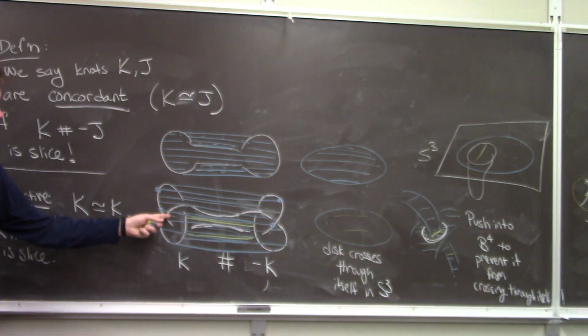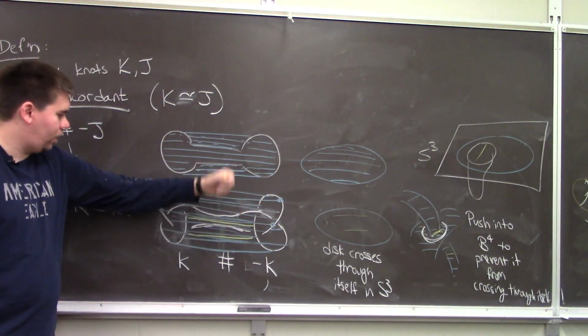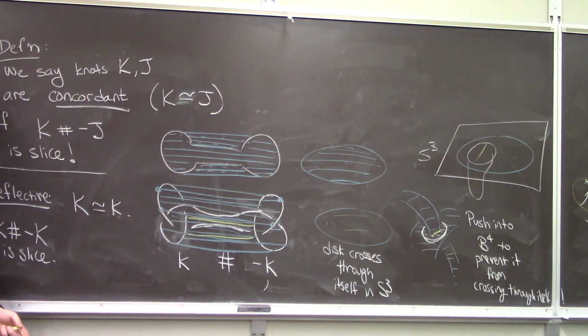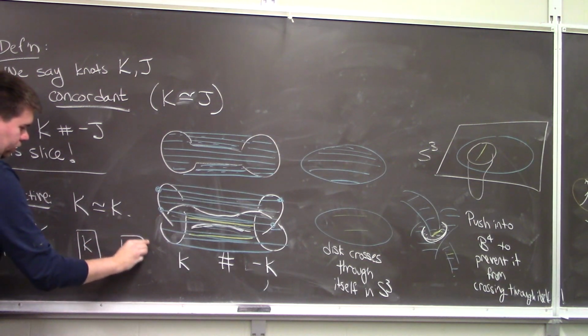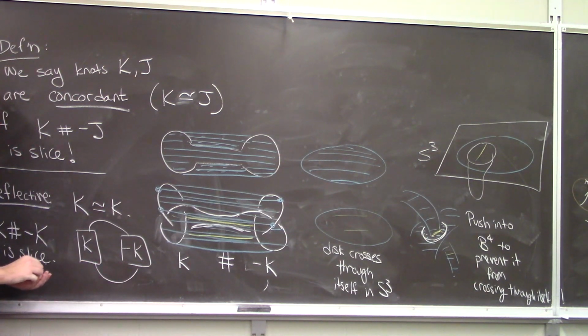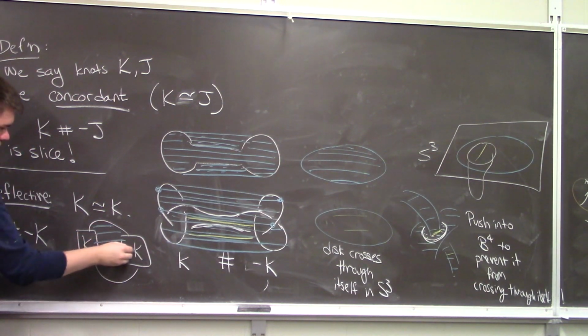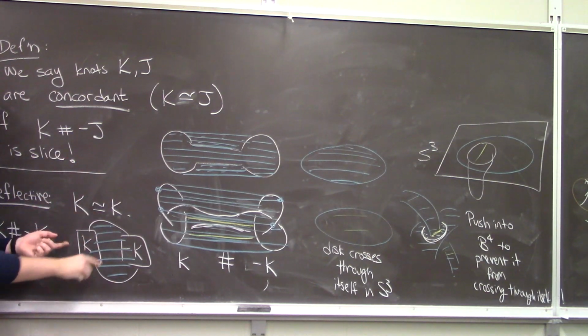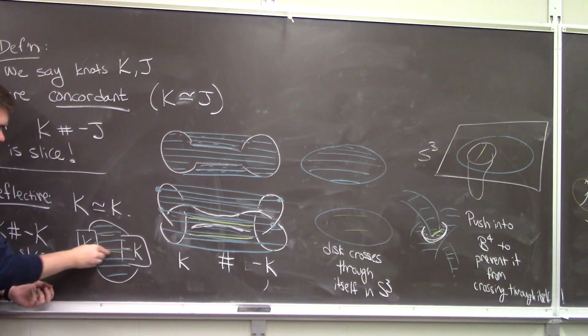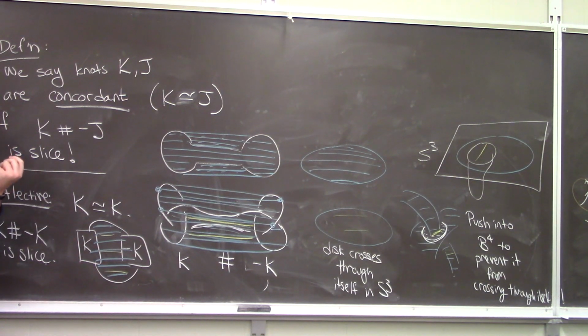And so with the trefoil and its mirror image, it makes some disk that crosses through itself, is pushed down into B4, and now it bounds the disk. And for any knot, when you have any knot and its mirror image, and you connect sum, similarly, it's going to bound some disk. And that disk, as it gets knotted around each side, is going to cross through itself in some regions. We're just going to push those regions into B4 to prevent it from hitting itself. And so any knot connect summed with its mirror image would be a slice knot. It'll bound some disk, not in S3, but in B4.